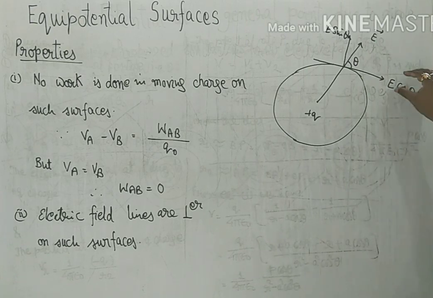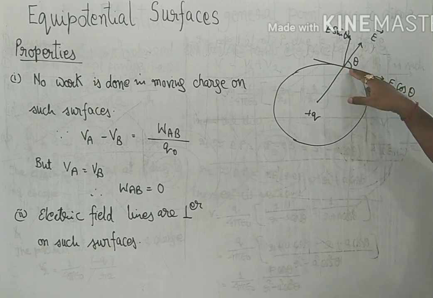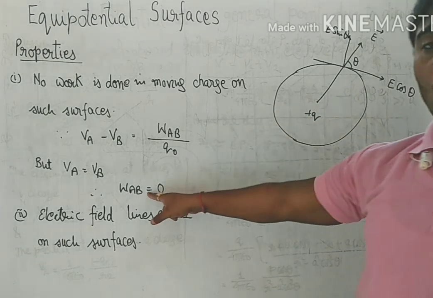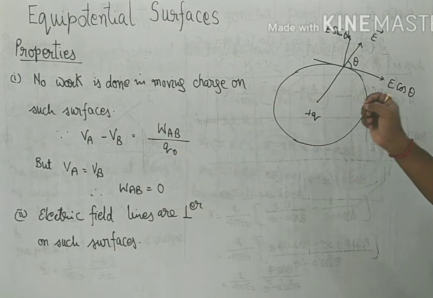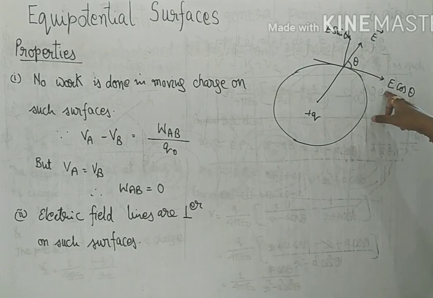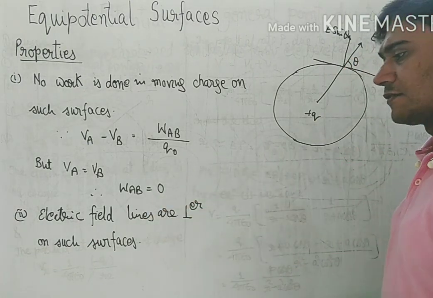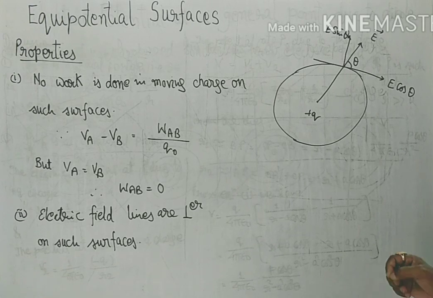So obviously due to this component, there will be work done in moving the charge along the surface, and we all know that at any point on this surface, to move a test charge from this point to another point, the work done is found to be zero. So no work is done, that implies this component will have zero value. Hence we can say the electric field lines are always perpendicular.